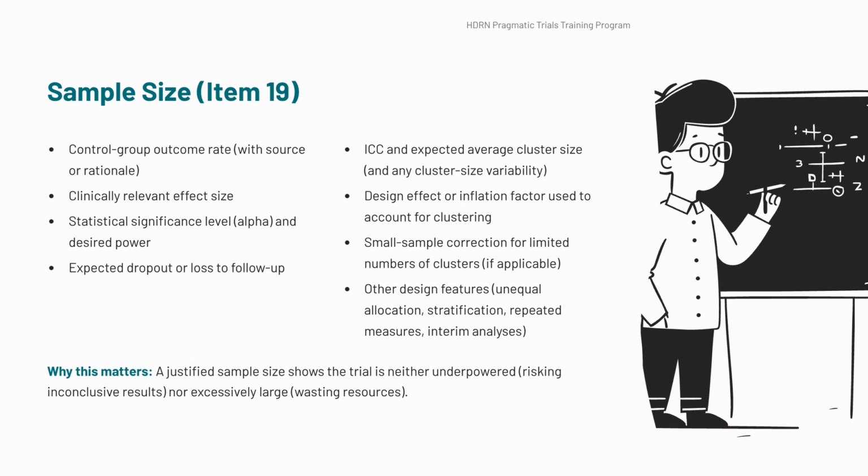If it's a cluster trial, you should also report the intra-cluster correlation coefficient, the expected average cluster size, and how you'll handle variability in cluster size, the resulting design effect, and whether you applied any small sample correction for the number of clusters. If you're using unequal allocation, stratification, or repeated measures, those design features should be reflected in the calculation as well.